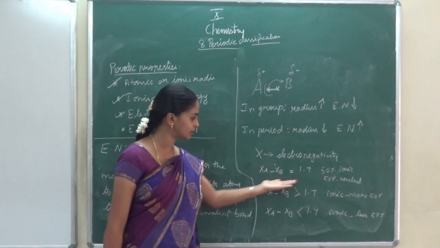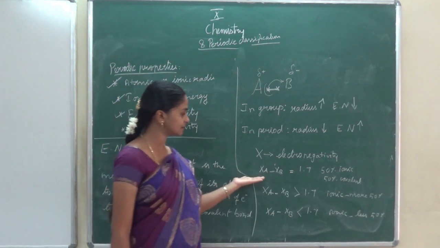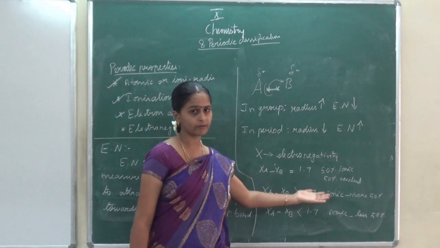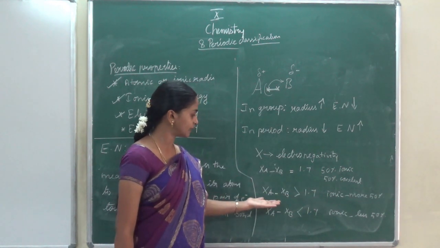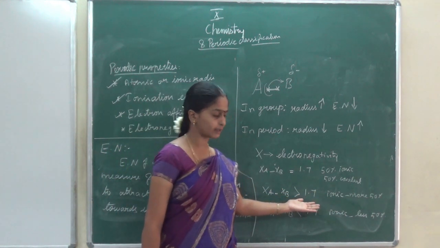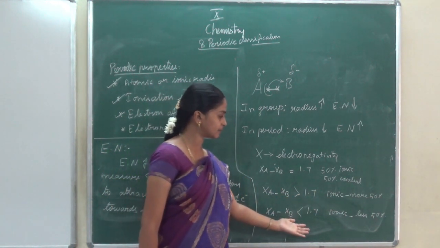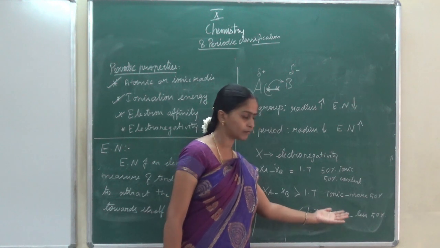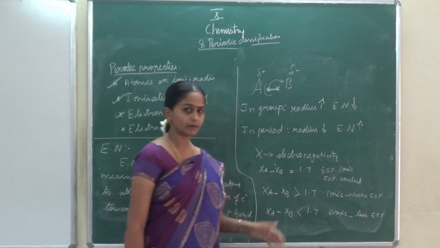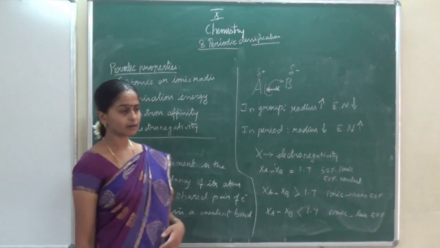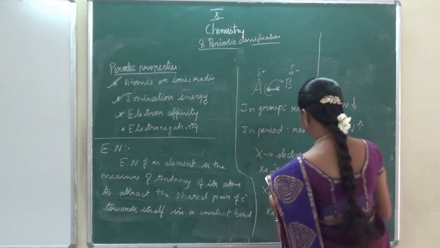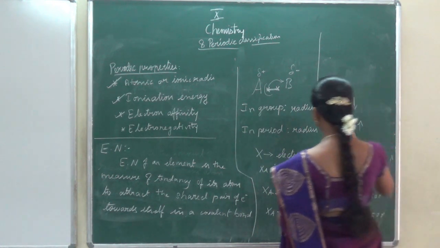Pauling gave this value: electronegativity difference equal to 1.7 means 50% ionic, 50% covalent. When it is more than 1.7, it is more than 50% ionic character. When it is less than 1.7, it is more than 50% covalent character, that is, ionic character will be less. Can you understand? Then I will give you some electronegativity values for some elements.